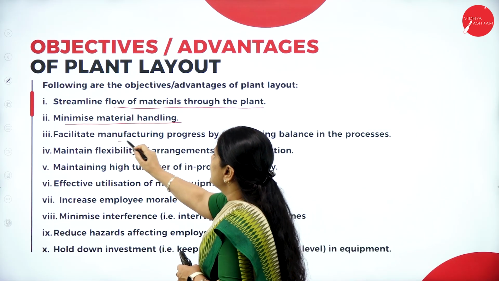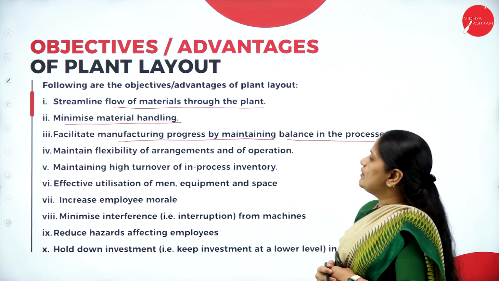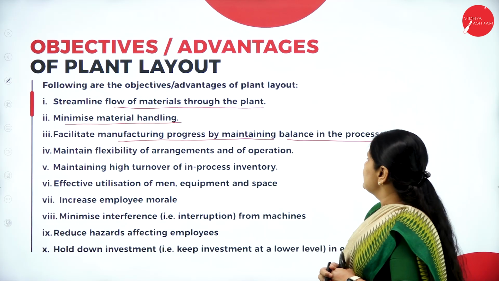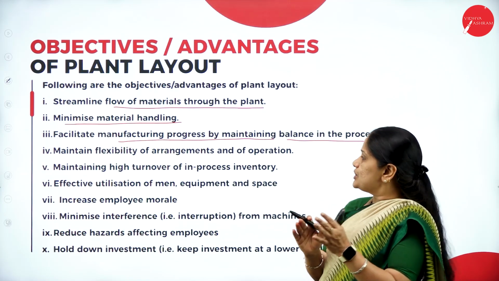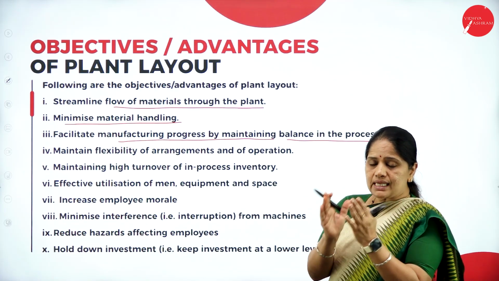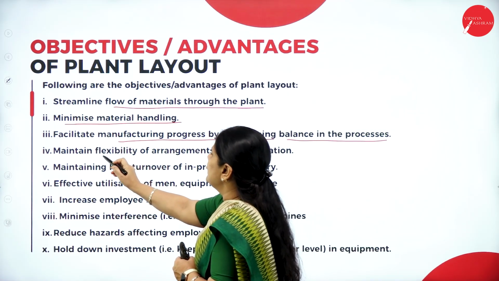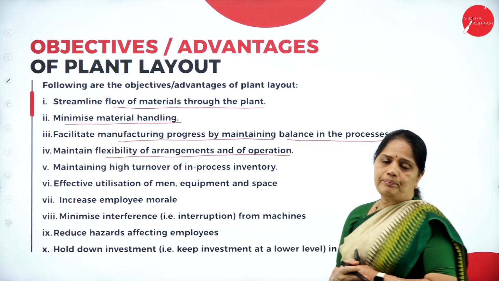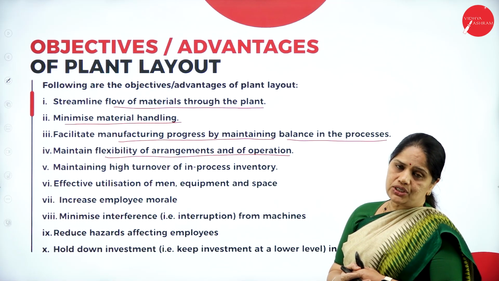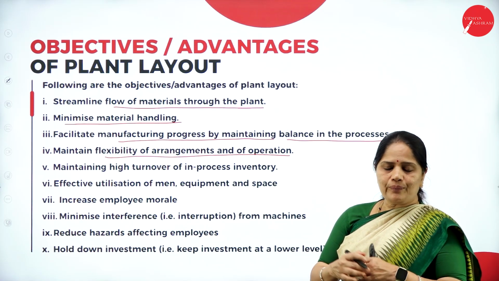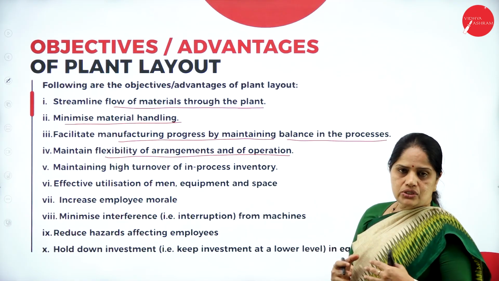Then third one is facilitate manufacturing progress by maintaining balance in the processes. So this means you have to ensure that the manufacturing process and the machinery, etc., are in sequence. They are according to the process of production. Then the next one is maintain flexibility of arrangements and of operations. So the plant layout should be planned in such a way that we have flexibility of operations. That is, whatever arrangements we have made in the layout, they should be flexible enough to meet the requirements of production and also the operations.